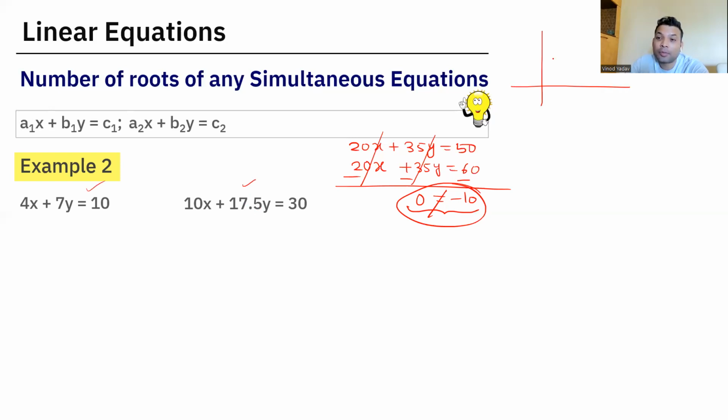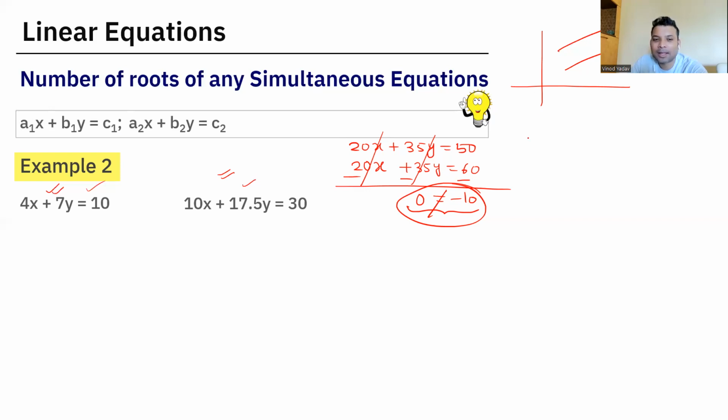Graphically, if you see, the first line and the second line are both parallel lines. Later on, when we do coordinate geometry, you'll understand that simply because their slopes are the same, they are parallel. Whenever the slopes of two lines are the same, they are parallel. And parallel means they will never meet, isn't it?